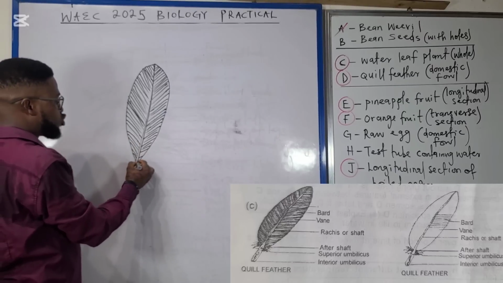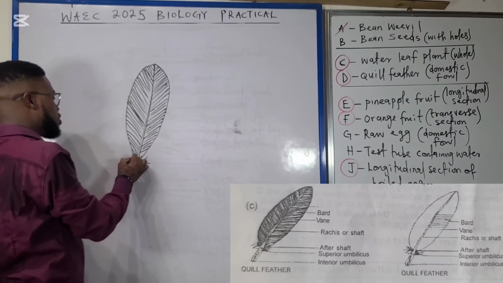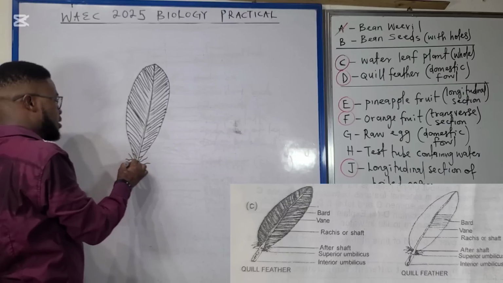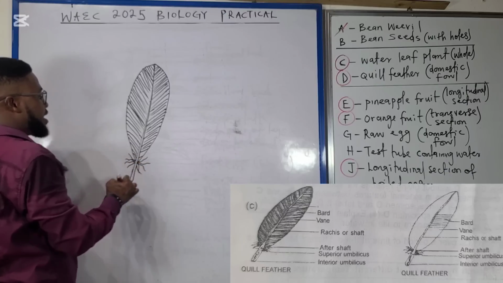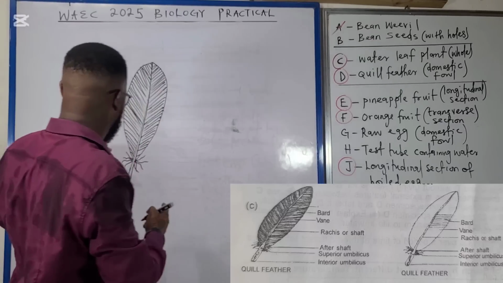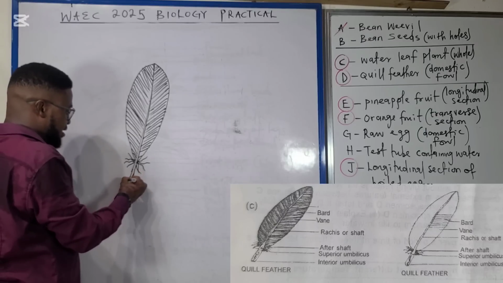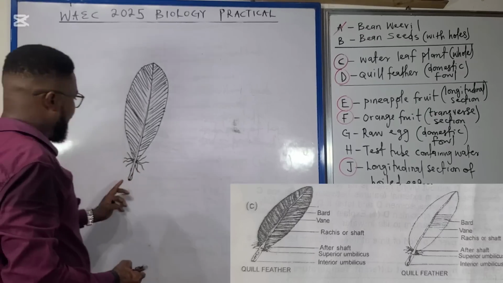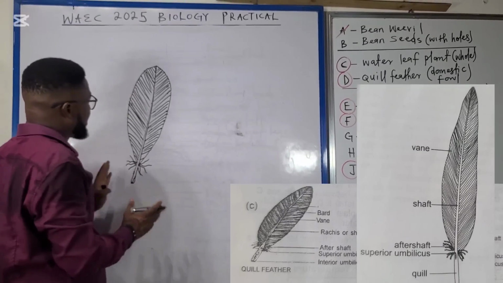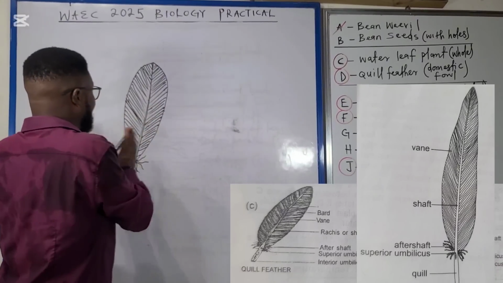After that is the superior umbilicus and the after shaft. We could go this way. From here we're going to get our superior umbilicus and the after shaft. And then here, something like a painting here to get the inferior umbilicus. This is the basic plan. So the next thing is the labeling.